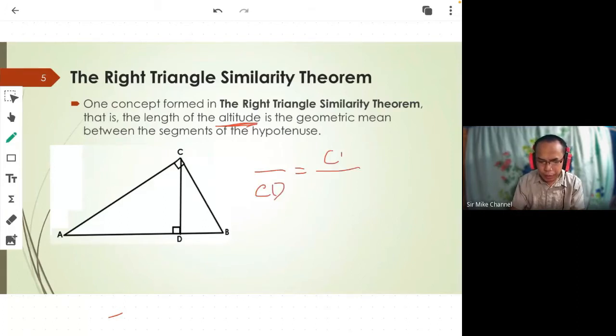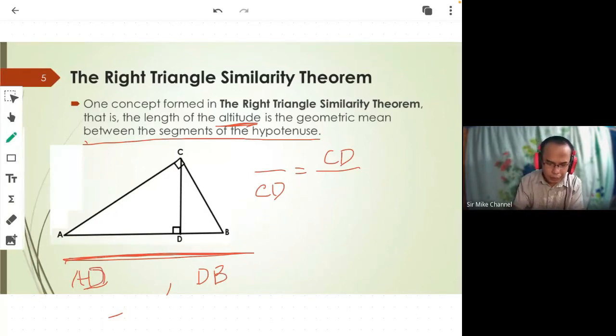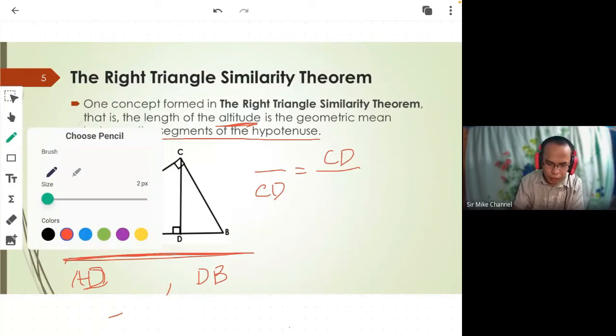Line segment ED. Okay. So what are the segment between the hypotenuse? Ito yung hypotenuse natin sa malaking triangle. So meron tayong dalawang segment. Itong line segment AD, tapos line segment DB. Okay, ayan po yan. AD and DB. So pagsusulat natin yan, so ito yung AD natin.